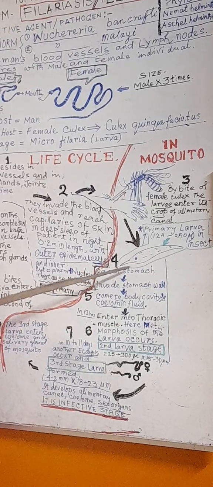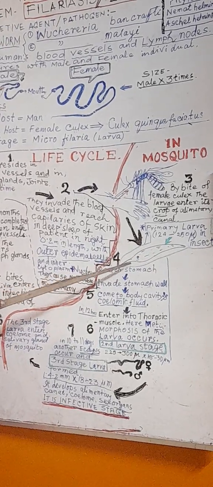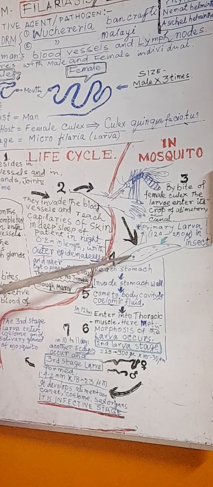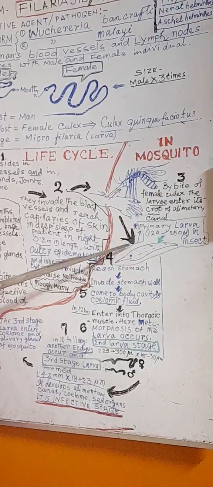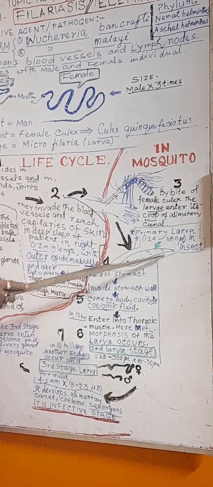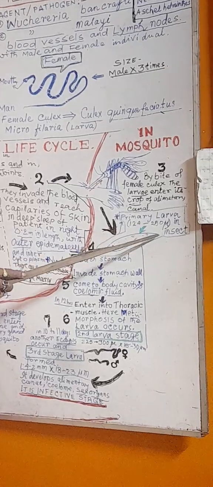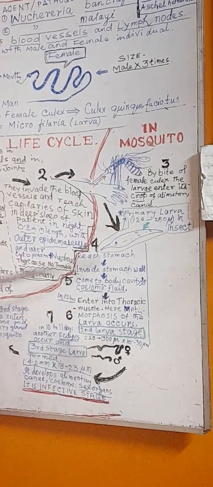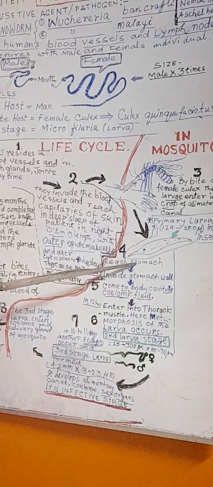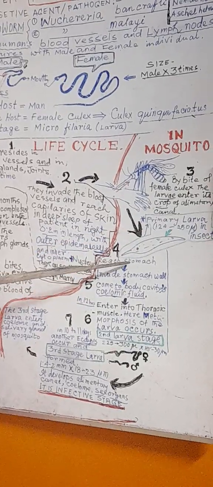Just see, it looks like a small dolphin. It is the proboscis and it is the body, and this is the cytoplasm, nucleus, and outer lining of the body. And this is the fourth stage. Then it reaches the stomach. From the crop, it comes to the stomach.